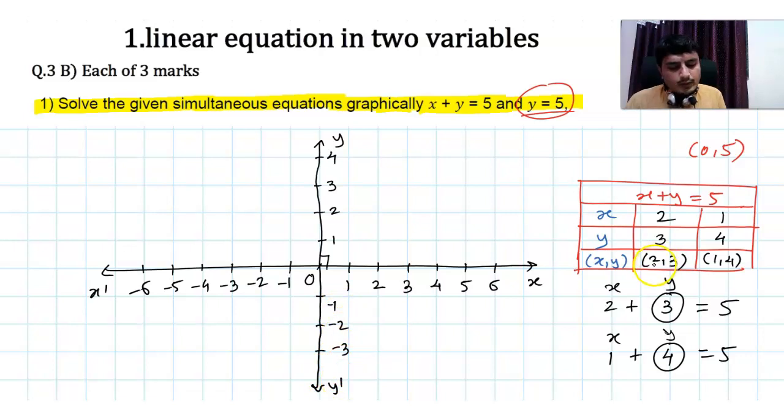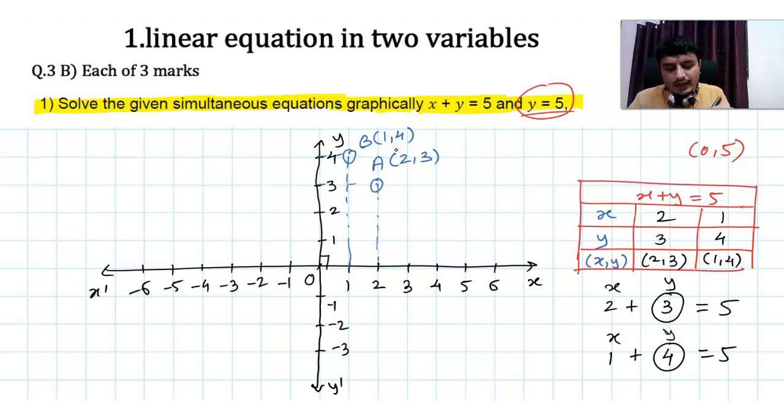Now our first point is (2, 3). So 2 from the x-axis and 3 from the y-axis. The point of intersection we assume as point A, having the coordinates (2, 3). Now look at the next coordinate. We have (1, 4), 1 from the x-axis and 4 from the y-axis. The point of intersection of them we assume as point B, (1, 4).